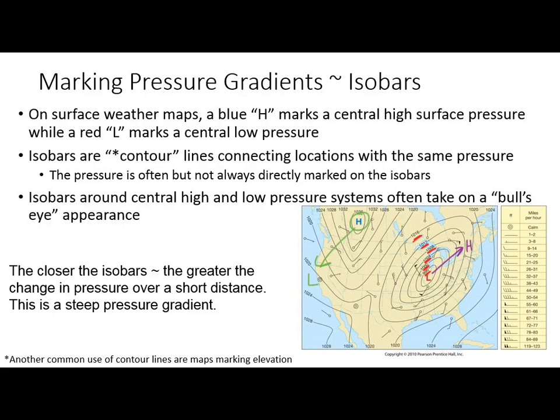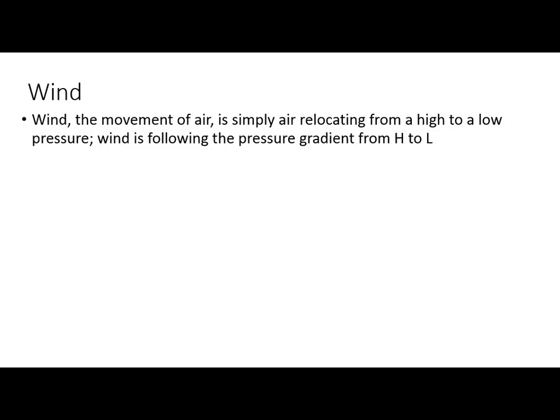So, can you see how this L has very tight isobars? They're really close spacing. Okay. That means you don't have to go very far to get a 4 millibar change. You don't have to go very far to get that drastic change. Okay? And the other one, you have to go a little ways farther. Around the high, the bullseye, the contour lines are more far apart.